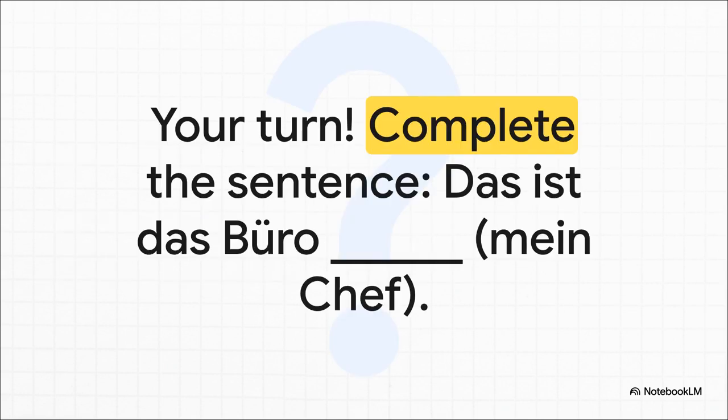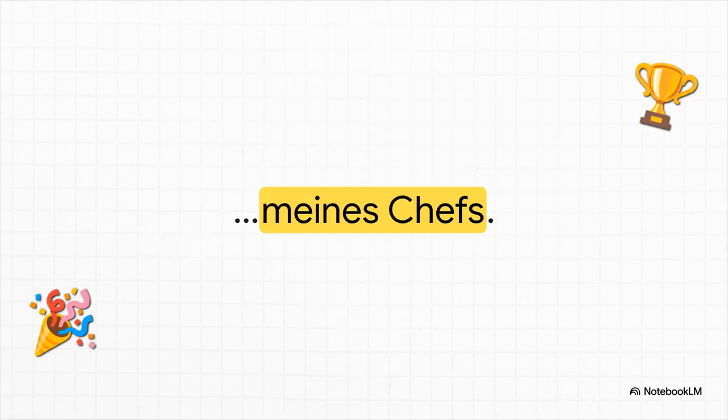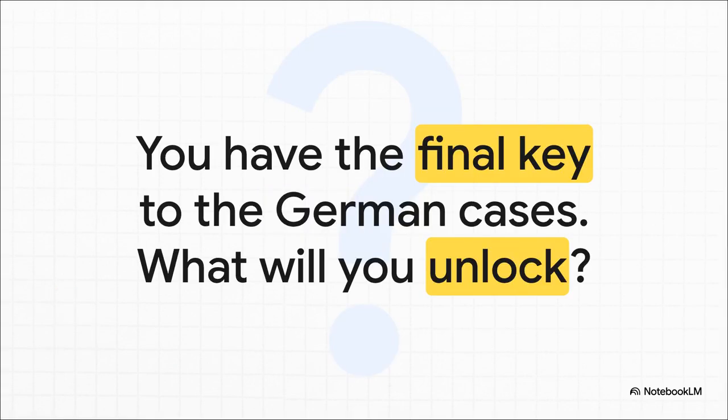Okay, time for a quick little challenge to put it all together. How would you complete this sentence? Das ist das Büro of my boss. Now, remember, Chef is a masculine noun. I'll give you a second to think about it. The correct answer is meines Chefs. So let's break it down real quick. My becomes meines in the masculine genitive, and since Chef is a masculine noun, it needs that final S ending. Meines Chefs. Perfect. And just like that, you have the full set of keys to the German case system.